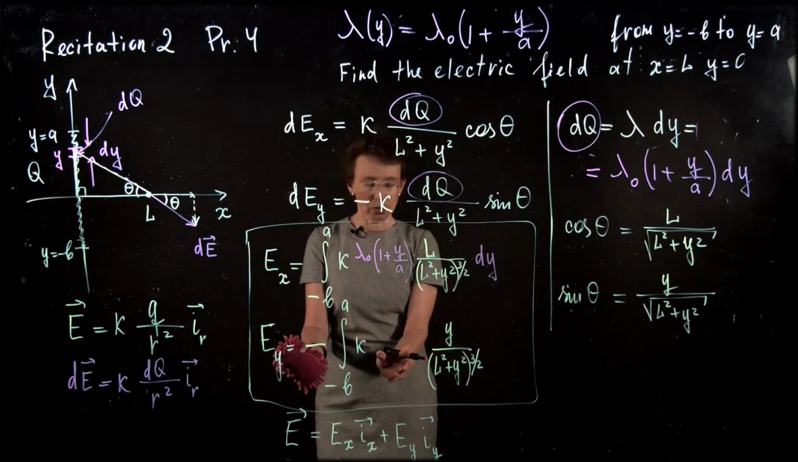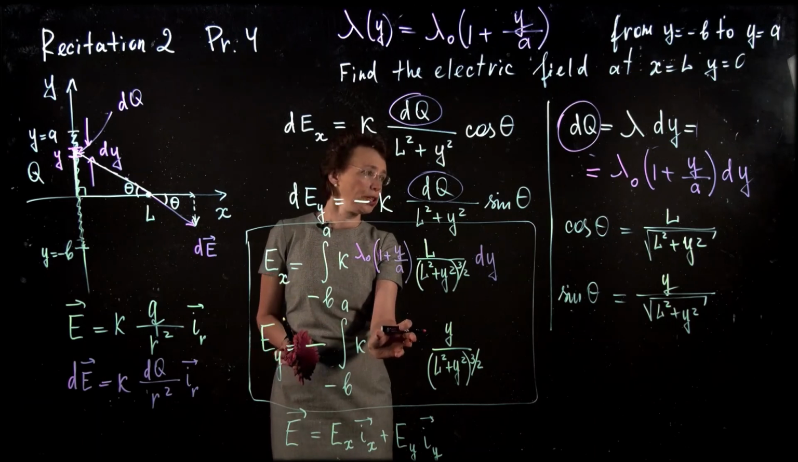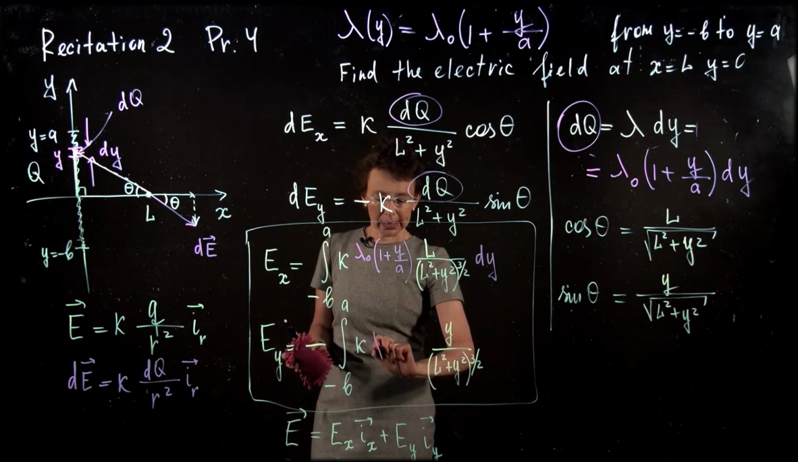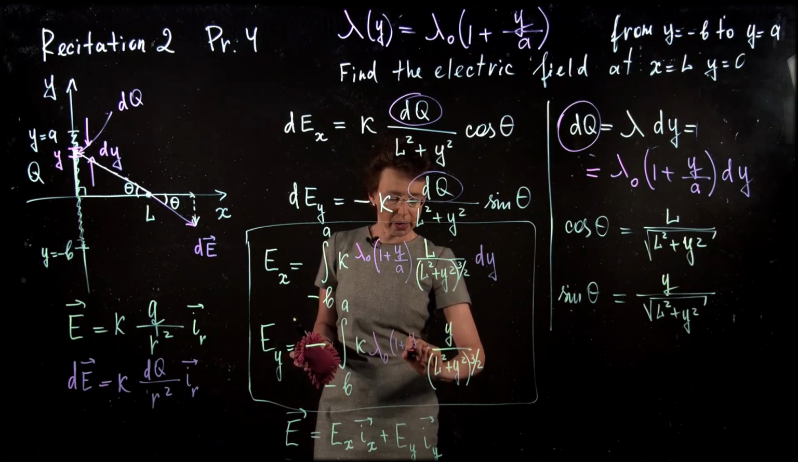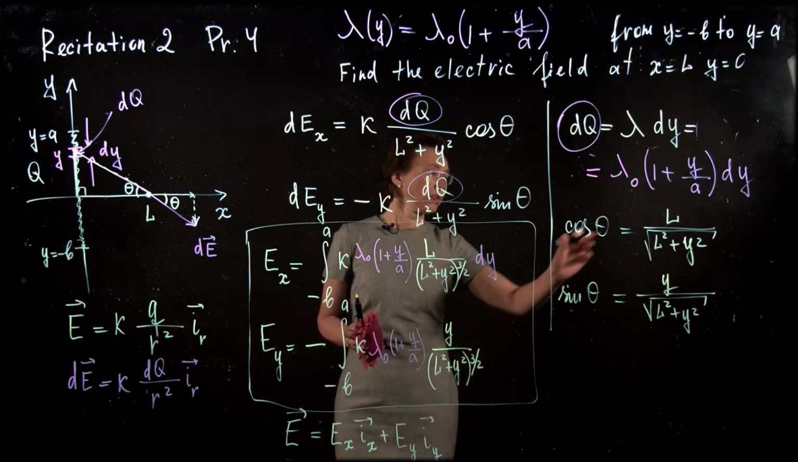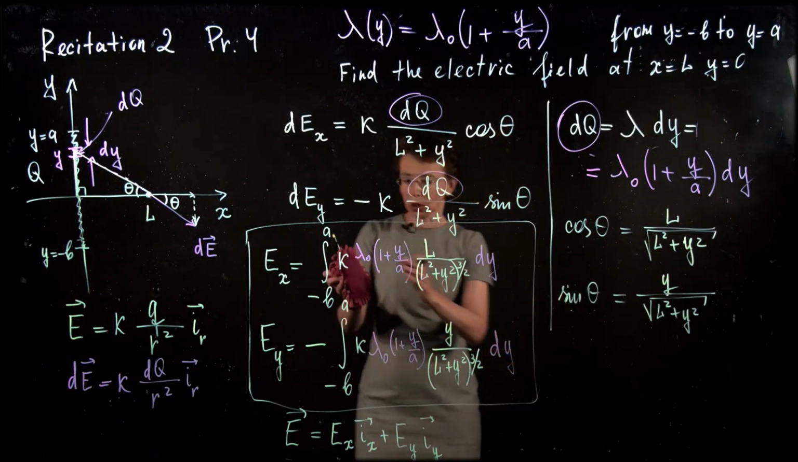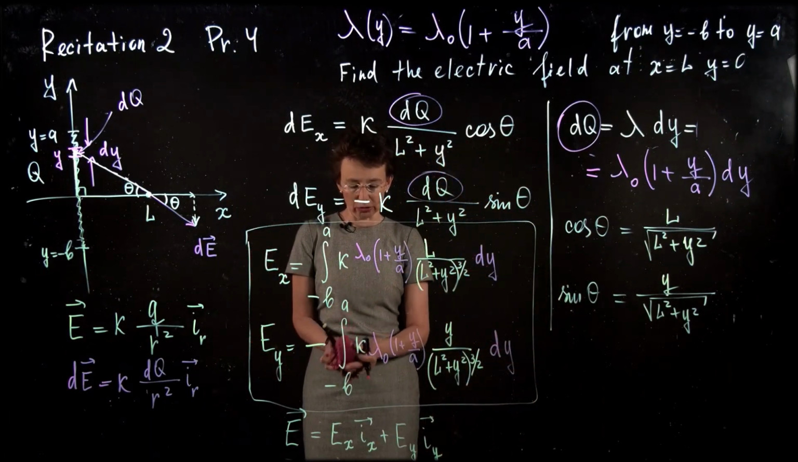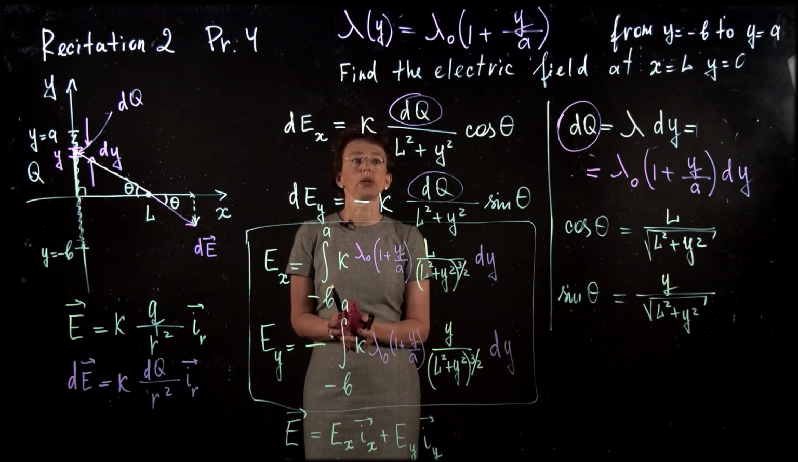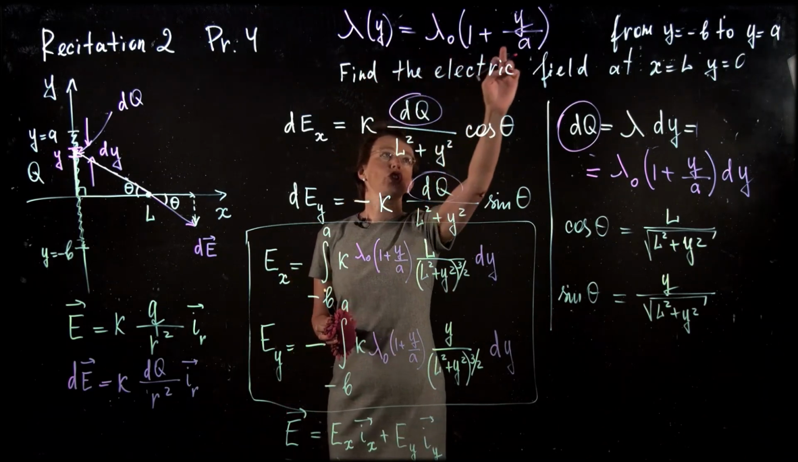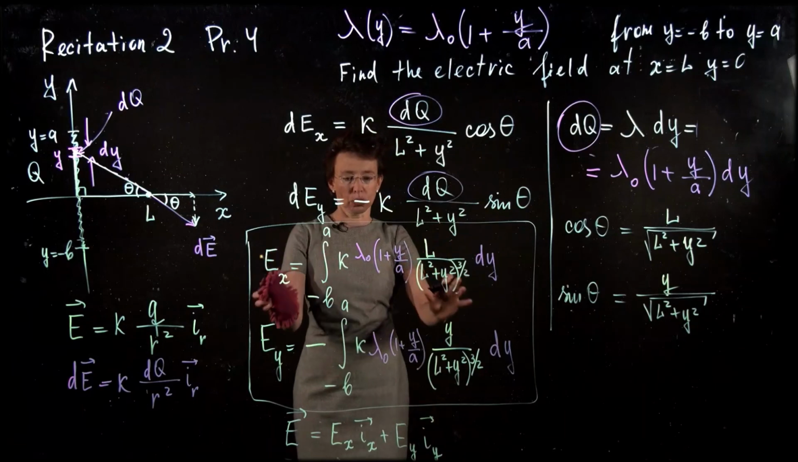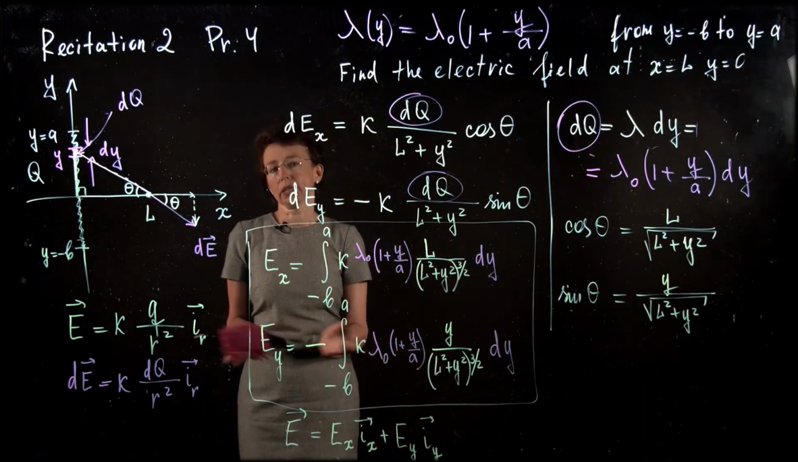And I do the same for Ey. Here was dq, so dq is lambda naught 1 plus y over a dy. Again, we know both components of electric field. We solve the problem now with lambda that changes with y. Q was not uniformly distributed. We can solve both problems.